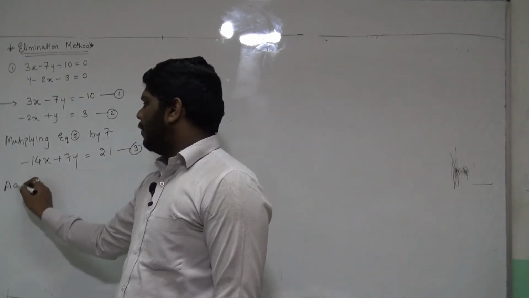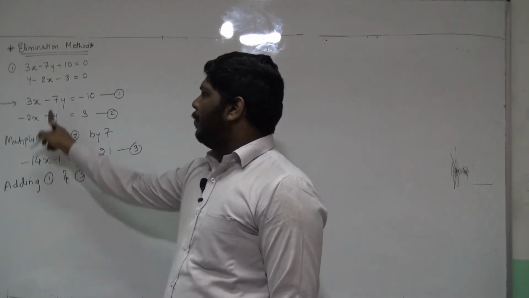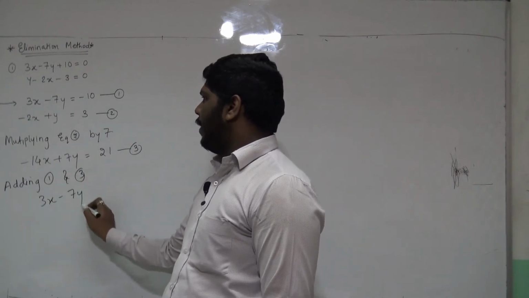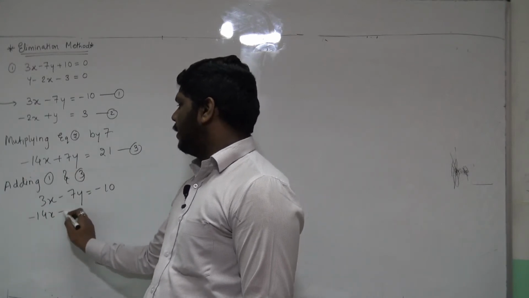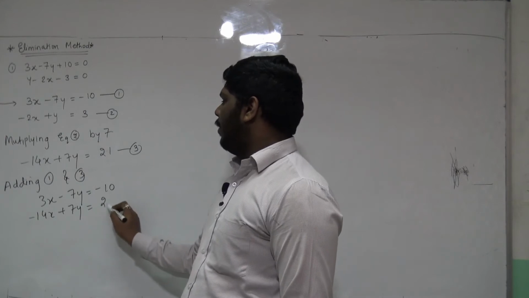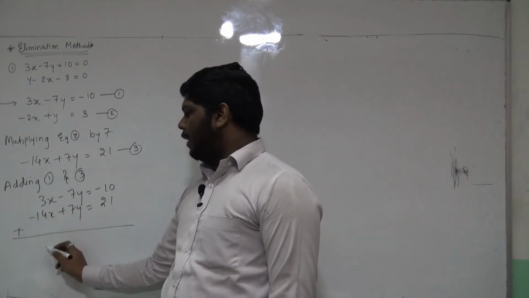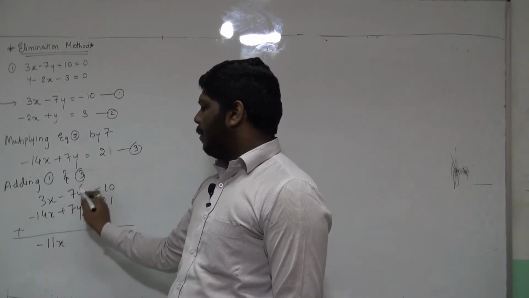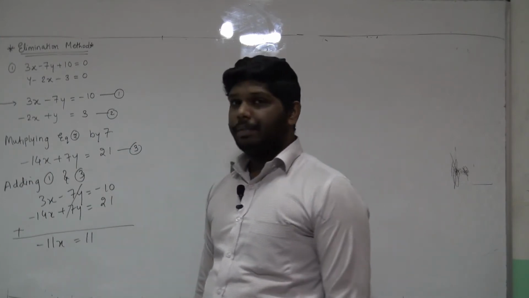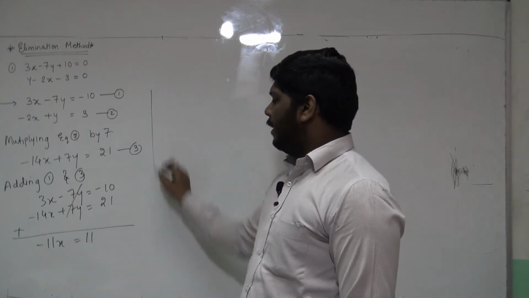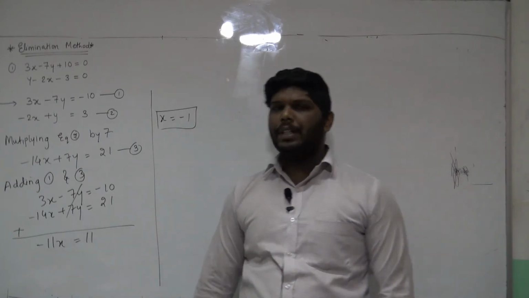So adding 1 and 3. My first equation is 3x minus 7y is equal to minus 10, and the third equation is minus 14x plus 7y is equal to 21. On addition there is no change of sign. So we have 3 minus 14, that is minus 11x, minus 7y plus 7y cancels, and minus 10 plus 21 gives plus 11. After that, if you divide this, you will get the value of x as minus 1.